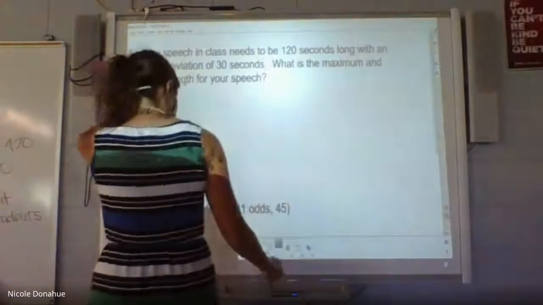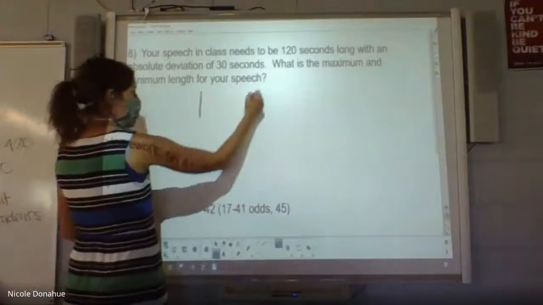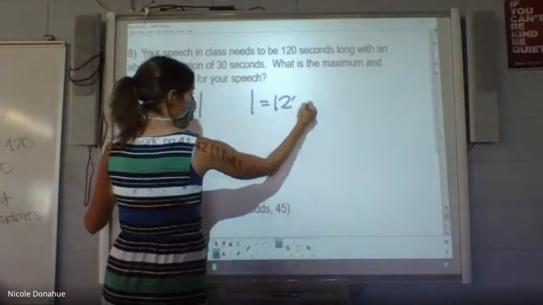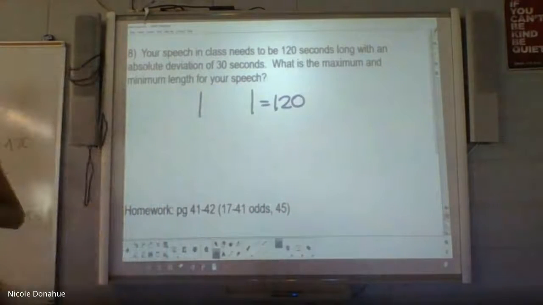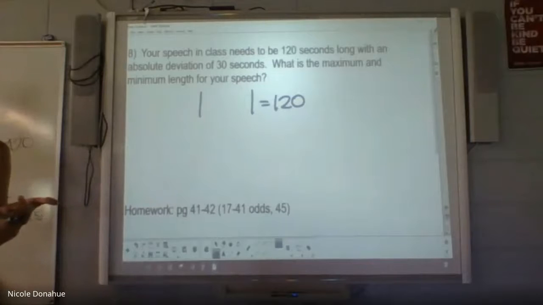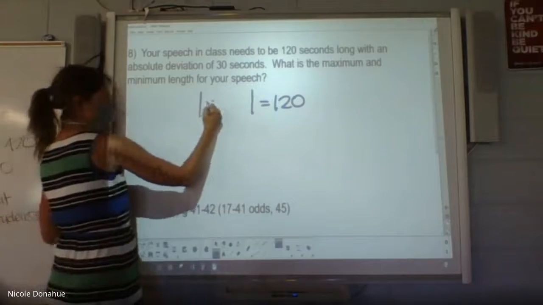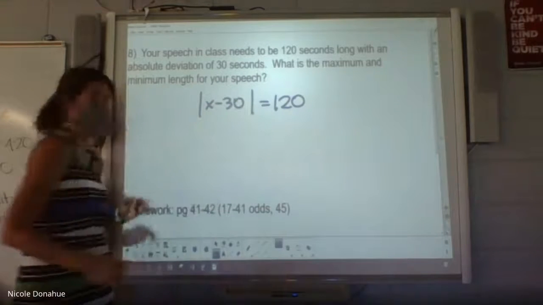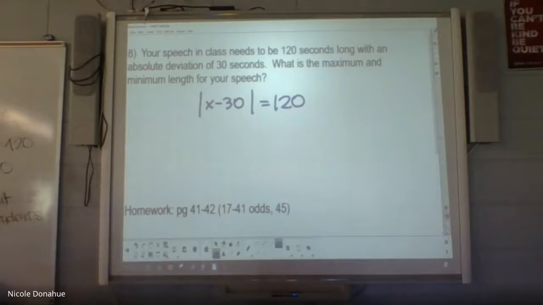So I want it to be 120 seconds long, but it could be a difference of 30 seconds from that. So the absolute deviation, or they could say like how much you can go away from that, could be 30 seconds.